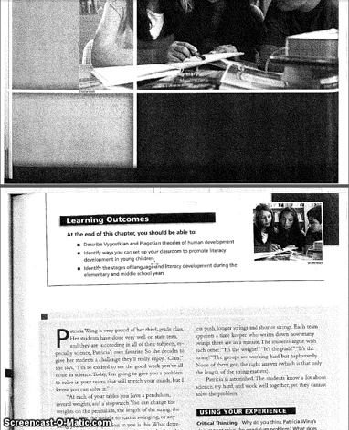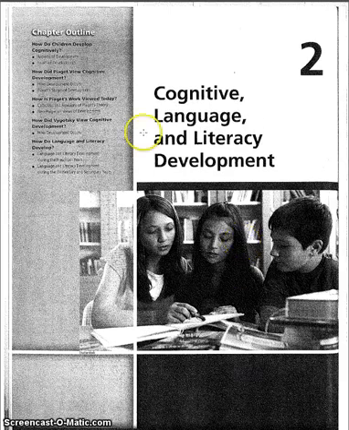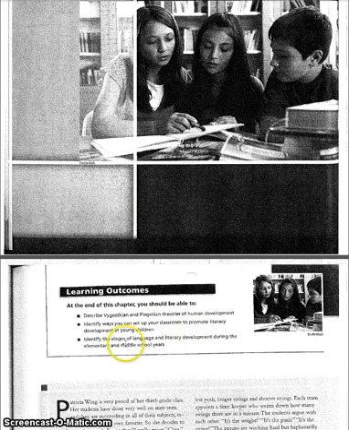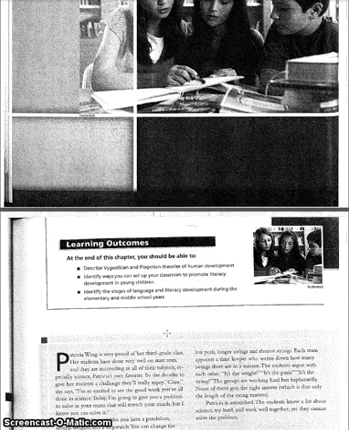And then identify the stages of language and literacy development during the elementary and middle school years. So now they're going to be talking about the early school development for elementary and middle school years. So we already know Vygotsky, we know Piaget, we know you're going to be learning about the stages of language and literacy development, and we really haven't done a lot of reading yet.